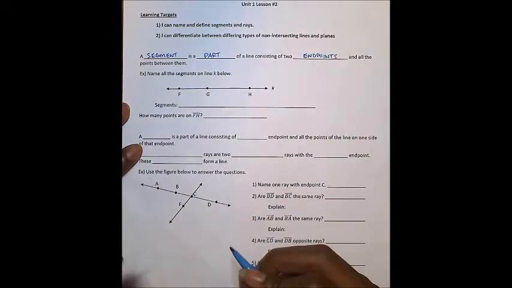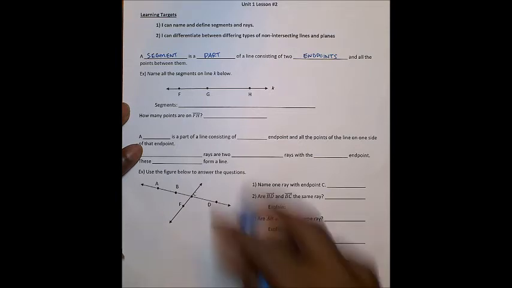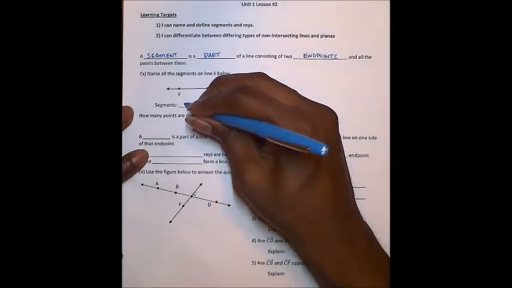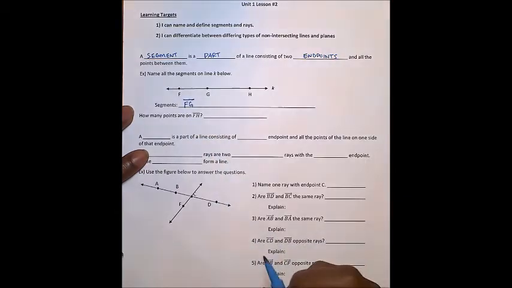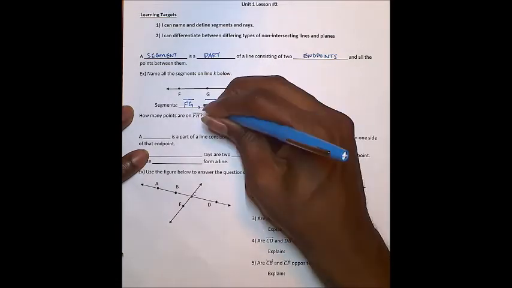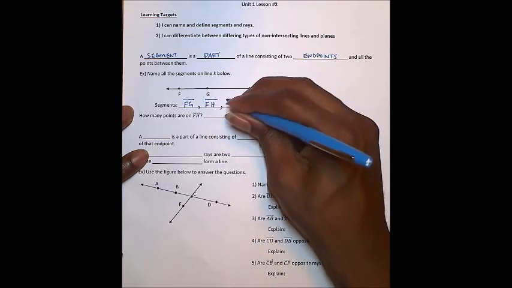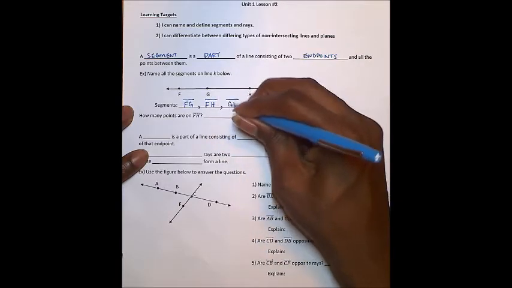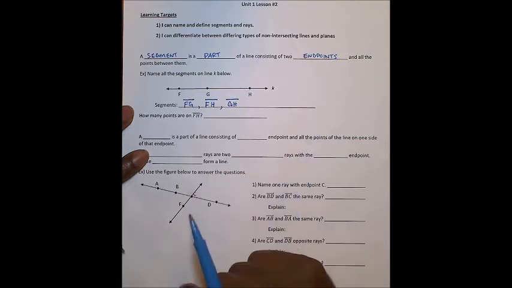Alright, so it says name all the segments on the line K below. We can name a segment just by the endpoints. So we have FG. Remember that when we name a segment, we name it with this line over top of it. It does not have the arrow, which shows that it does not continue. I'll say FH, going through this systematically, and then GH. Notice that I don't say GF and HF and HG. I don't just flip the order. That's not a new way to name the segment.